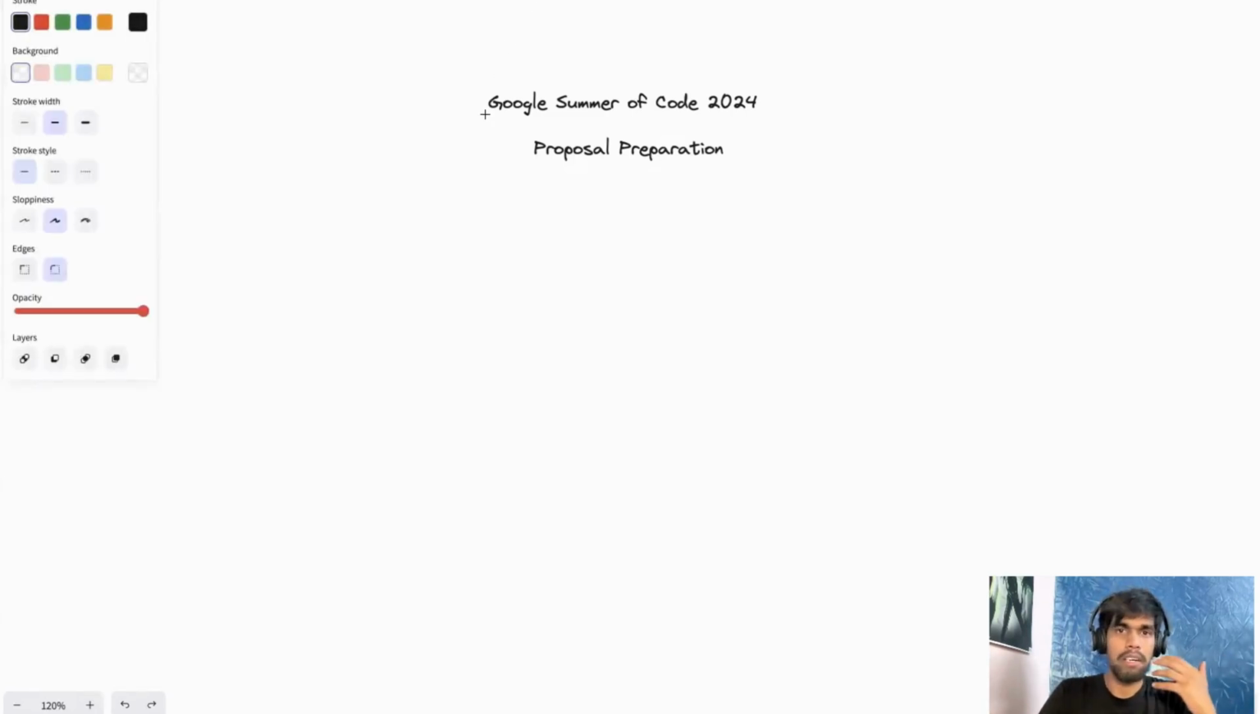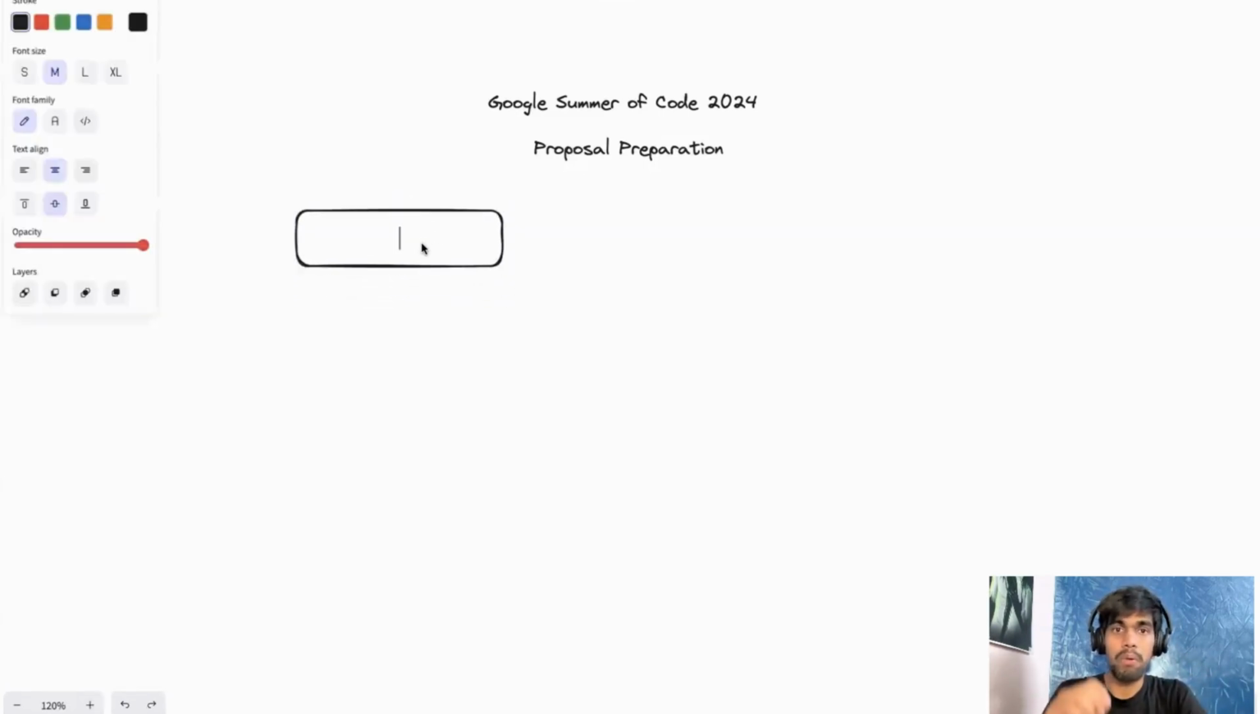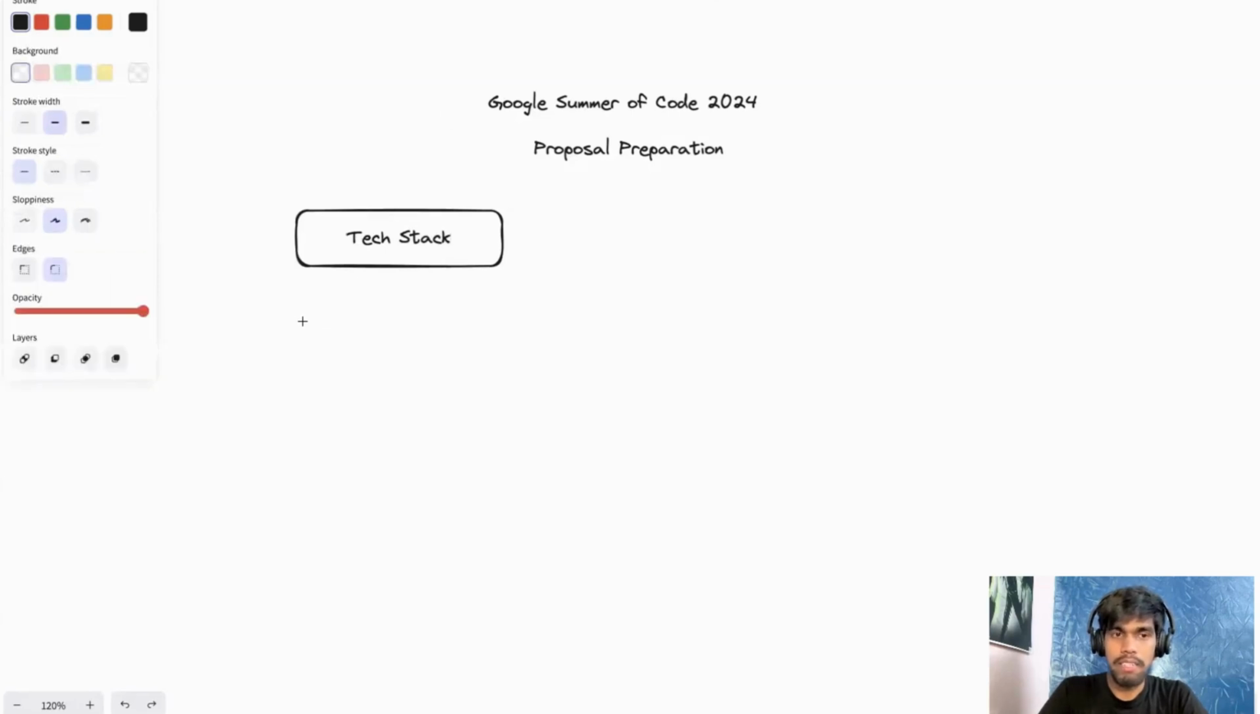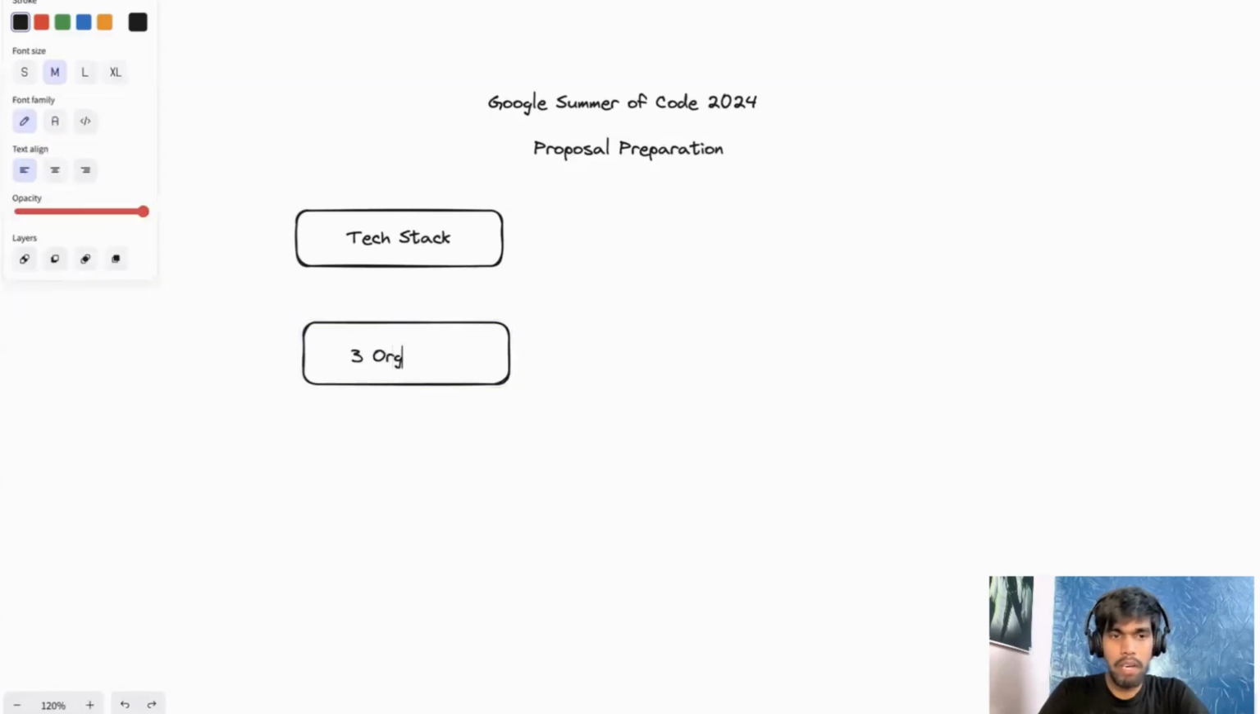The first thing is, if you are opening any organization, you need to think of the tech stack that you want to contribute to. I understand this might be one of the normal things you might have already figured out, but still you need to understand in depth whatever tech stack you're about to choose. And once you pick your tech stack, it's also very important to pick three organizations that fit your need. So you need to pick three organizations that fit your tech stack.